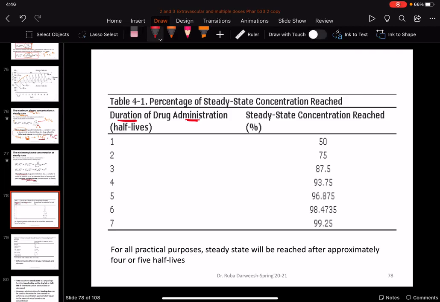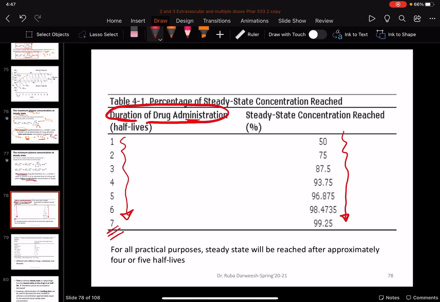So we are talking here about the drug administration, and how many half-lives it covers. If the duration of the drug administration covers more half-lives, then the percentage of reaching the steady state is more. Okay, and this is what we already know.